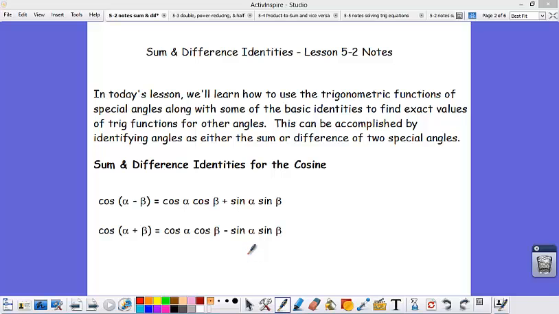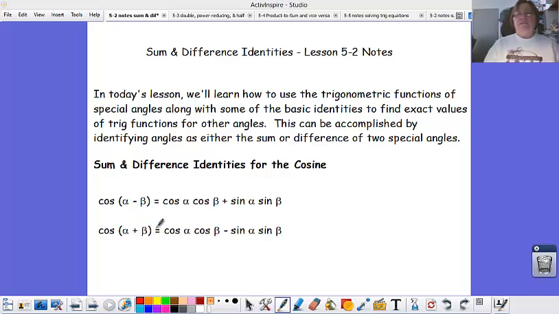Hi, in this lesson we're going to be talking about the sum and difference identities for the sine, cosine, and tangent ratio. These identities are just patterns, folks, into which we can substitute values so that we can find the trigonometric ratios for angles that we wouldn't be able to find otherwise in an exact manner.